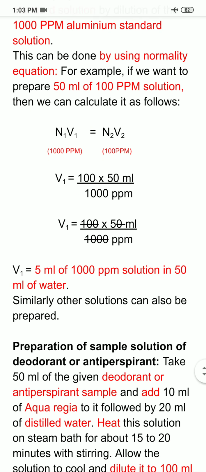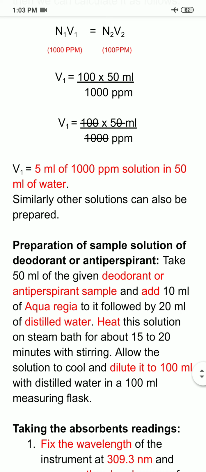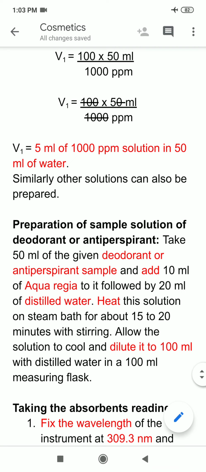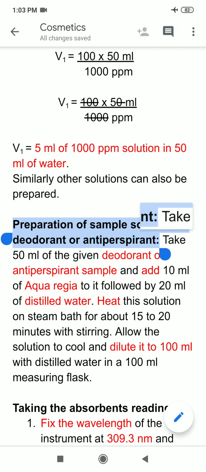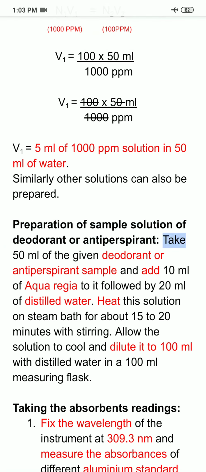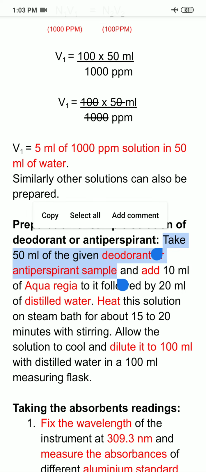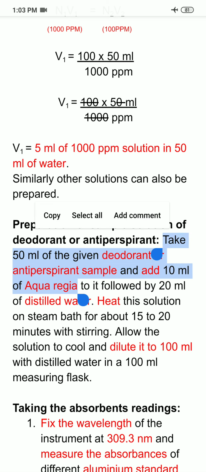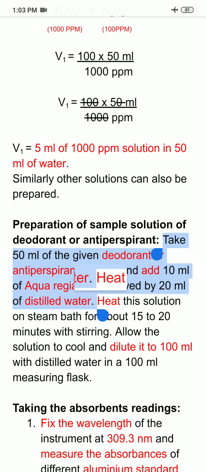Once you are ready with these solutions of different concentrations, you need to record the absorbances, but before that we need to prepare the sample solution of deodorant or antiperspirant. For that, we need to take a known volume of deodorant or antiperspirant, say 50 ml, and to that we will add aqua regia, say 10 ml, followed by 20 ml or a known volume of water.